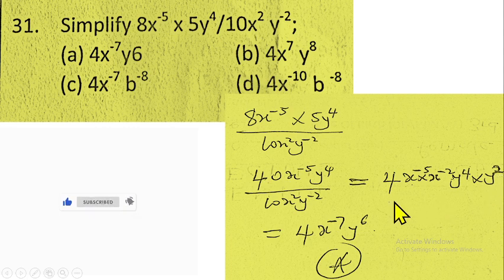So from there we can apply law of indices to this x here and to this y. So the bases are equal, then you can add the powers. So you'll be having x raised to power minus 5 minus 2, that gives us minus 7. Then you'll be having y raised to power 4 plus 2, that gives us 6. So that means you have 4 x raised to power minus 7 y raised to power 6, and option A is the correct option for question number 31.